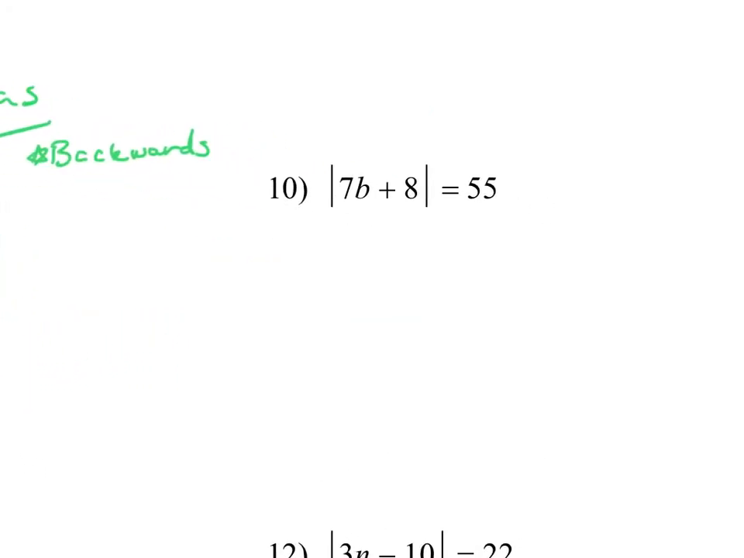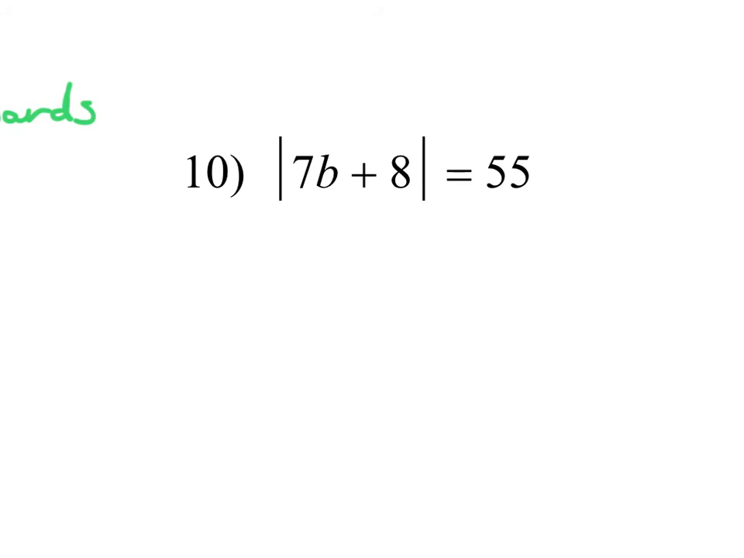Number 10. Here we have an absolute value. What do we need to do to get rid of that absolute value? Split it. So we have 7b plus 8 is equal to 55, and 7b plus 8 is equal to negative 55.